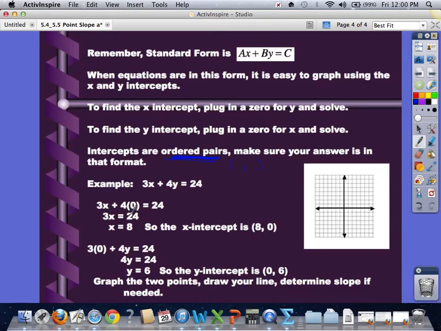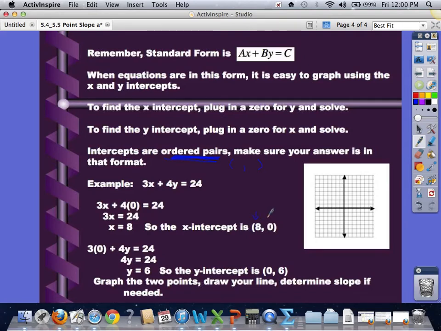Then you have 3x equals 24. Dividing both sides by 3, you end up with x is 8. That's not in intercept form yet, so you have to put it in intercept form, which means the x comes first, and we didn't have a y, that's why we put a 0.